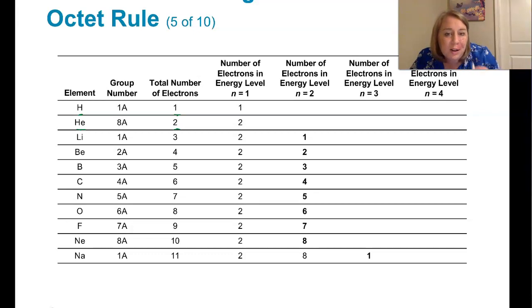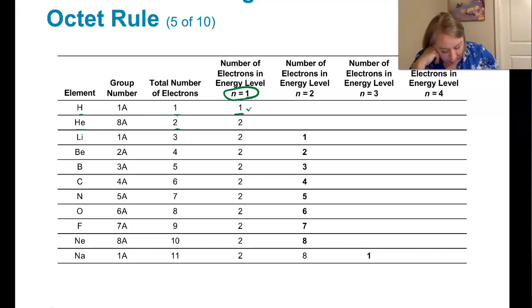So remember, our electrons are going to go into the lowest energy level possible first. Okay, so hydrogen only has 1. So hydrogen's 1 electron has to go in the first principal energy level. So we have 1 electron in the first principal energy level. If you go to your next element, helium, helium has a total of 2 electrons.